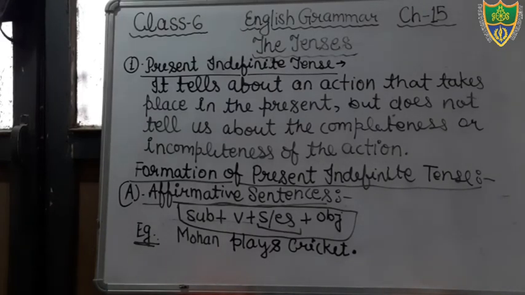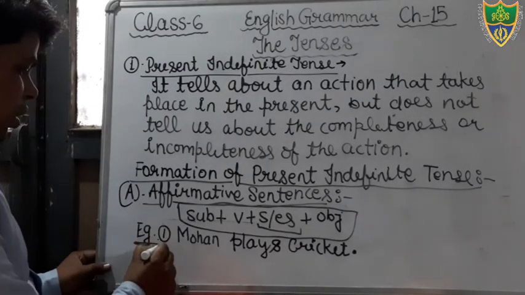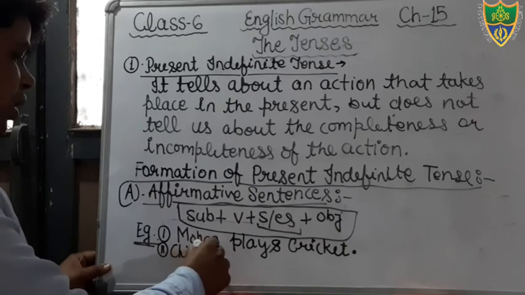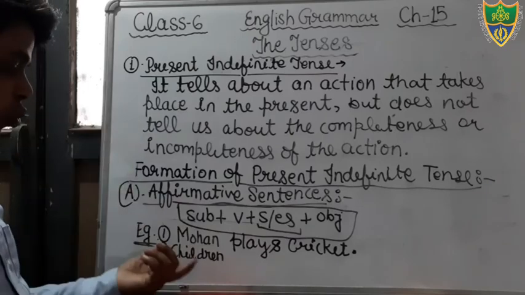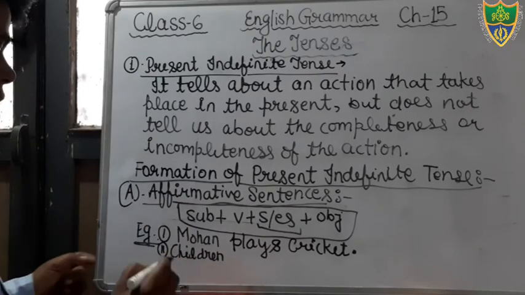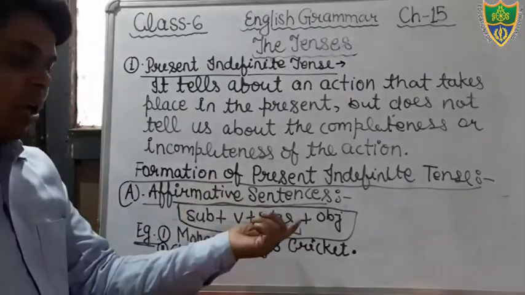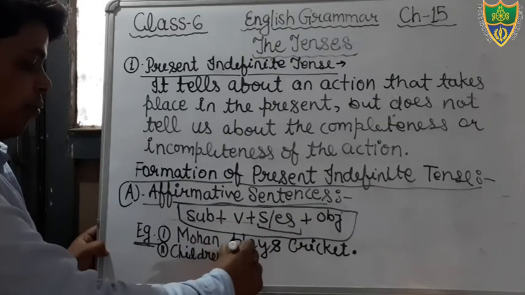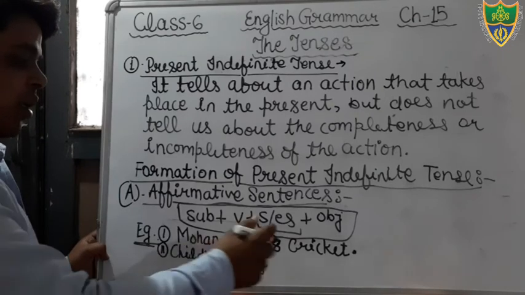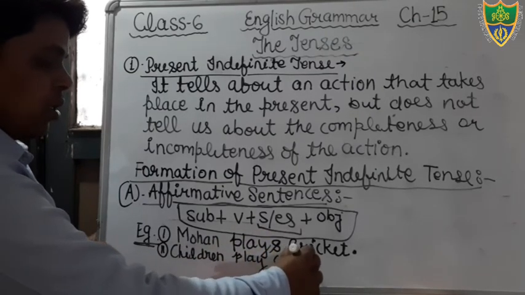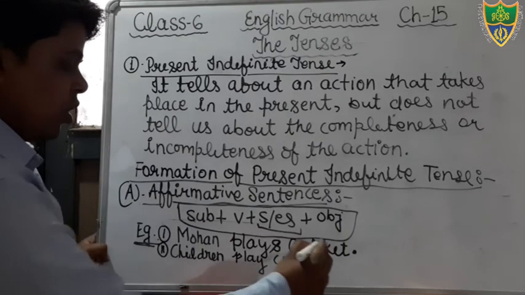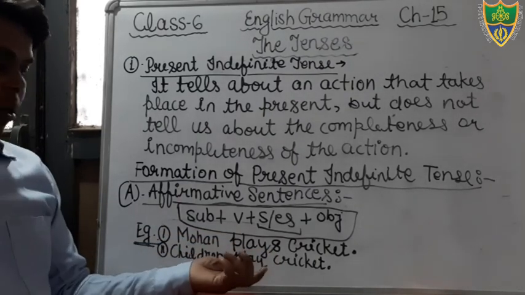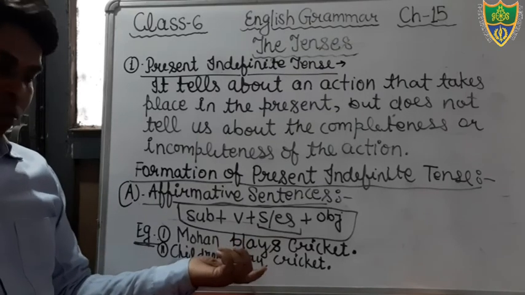Okay, one more example we can see. Another example, children. I have written here children, C-H-I-L-D-R-E-N. Children is a plural noun. And I have told you that with the plural noun we will not add s or es to the verb. So we are writing here play. Okay, children play cricket. Just see, you can see with the singular I have added s to the verb, but with the plural I did not add s or es to the verb.